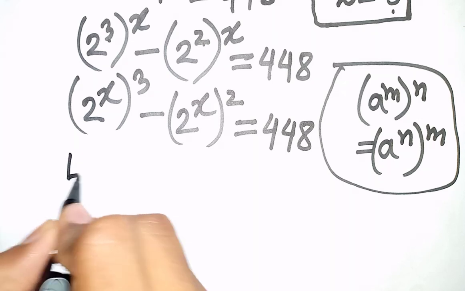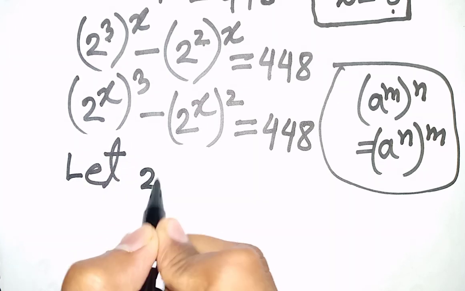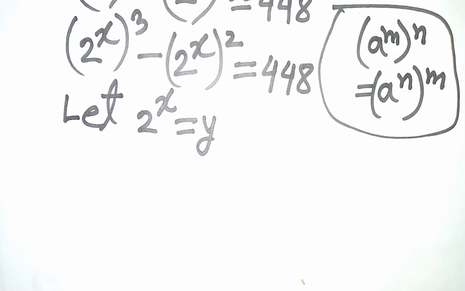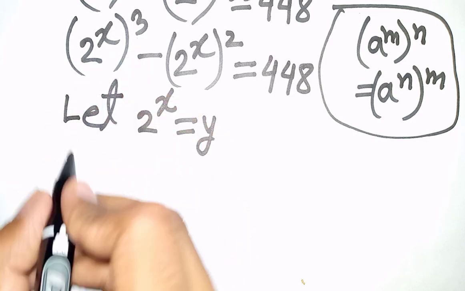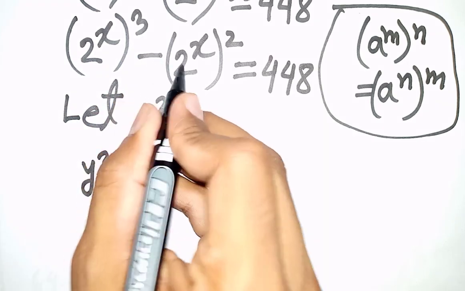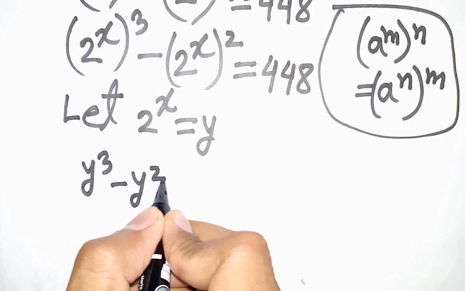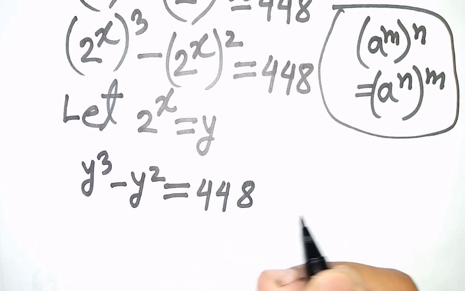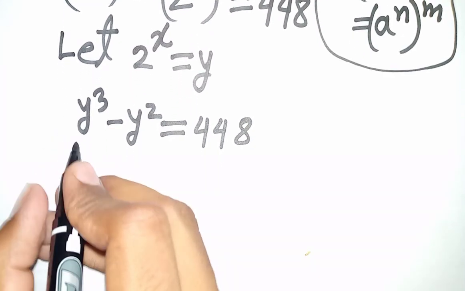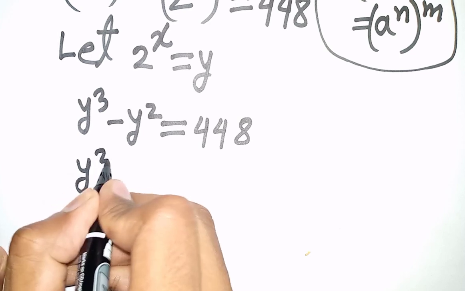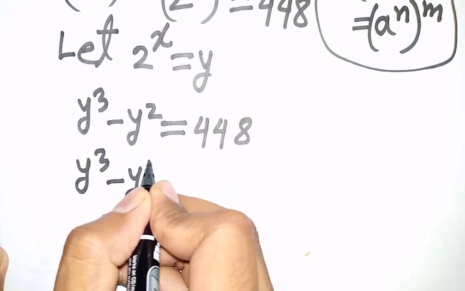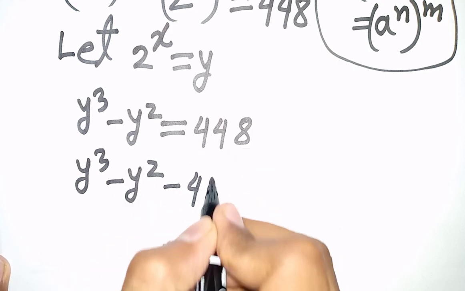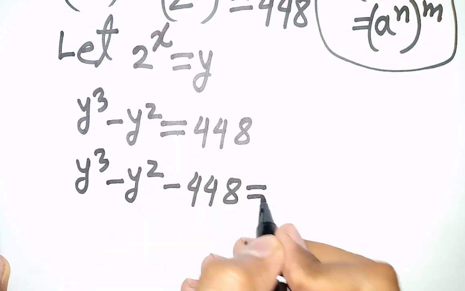So let 2 power x be substituted by y. So our equation will be y cube minus y square, then is equal to 448. Now we have y cube minus y square, then 448 take to the left side, so this will be minus 448 is equal to 0.